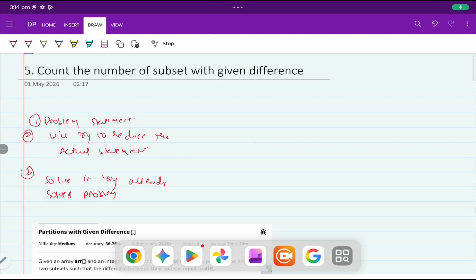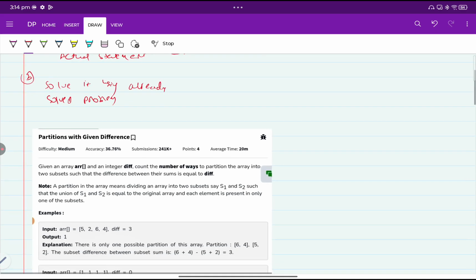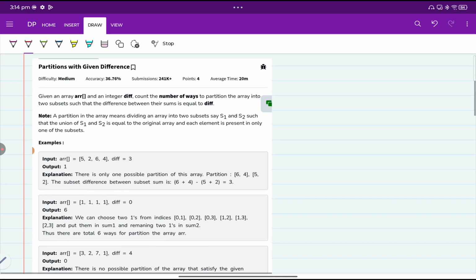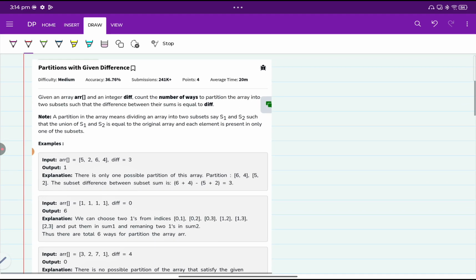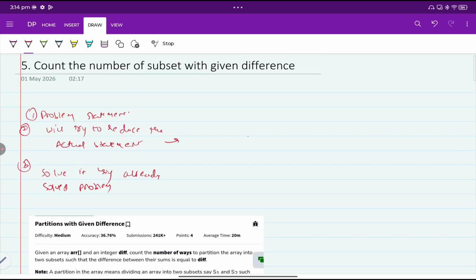So this is the count the number of subsets with a given difference problem. With a different problem statement, we will try to reduce the actual statement. We convert this statement into another form and solve it using an already solved problem. What is the question? Count the number of subsets with the given difference.